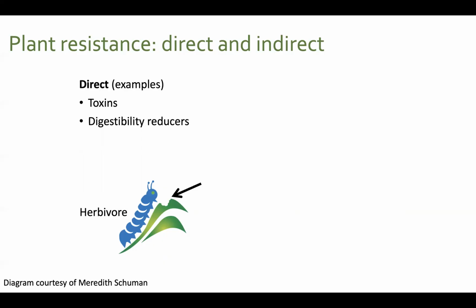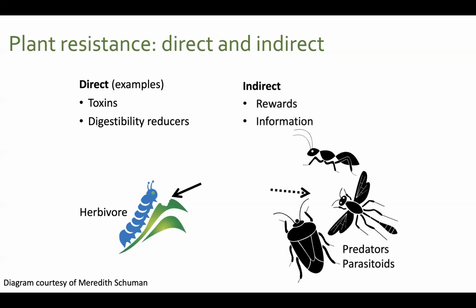So they're induced in response to that feeding. And not only can they serve as toxins and have these direct effects, but they can also serve as cues for rewards or information for the natural enemies of herbivores, like predators and parasitoids that I mentioned earlier.